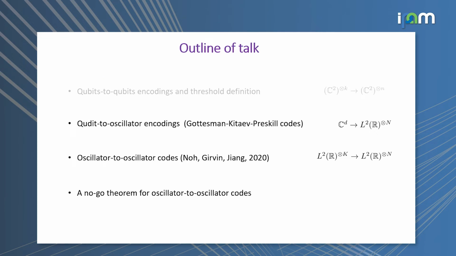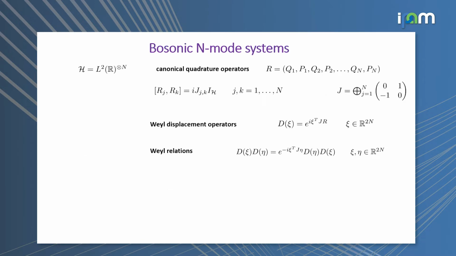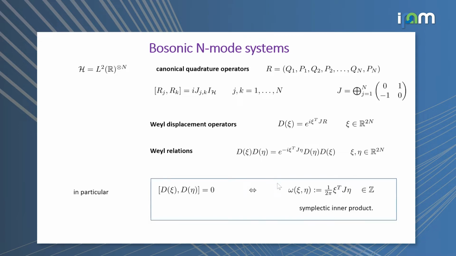I'm going to use standard terminology for N bosonic systems. We have canonical mode operators, Q and P, and these satisfy canonical commutation relations. When we exponentiate linear combinations of them, we get so-called displacement operators, which satisfy these Weyl relations. I'd like to point out that two such displacement operators commute if and only if the symplectic inner product of the corresponding vectors is an integer. So we also say that these two vectors are symplectically integral together.